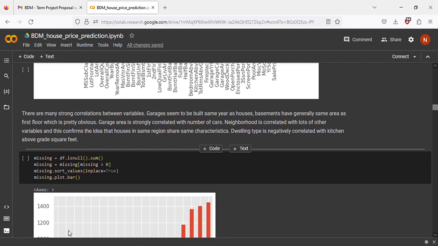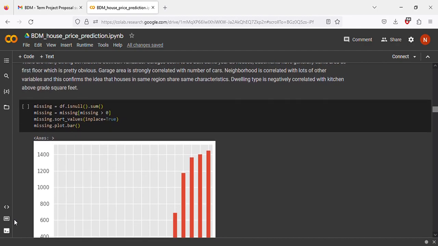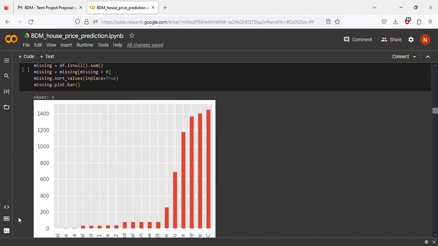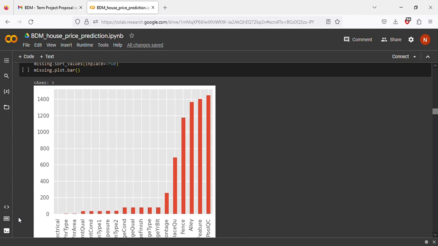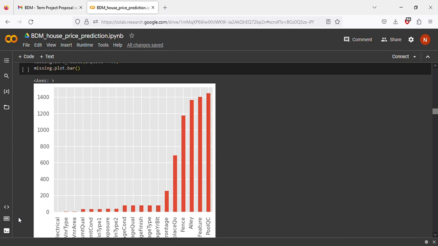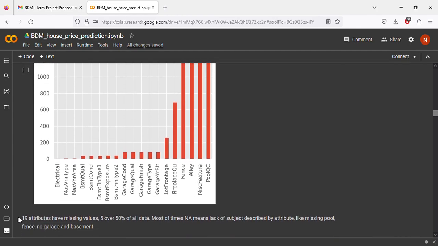Moving ahead, to perform the exploratory data analysis and obtain clean data for the model fitting and model predictions, we have tried to understand the missing data values in the given dataset. So we realize that among 19 attributes, there are 5 having more than 50% of data missing.